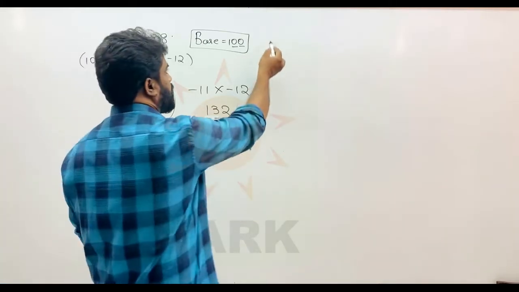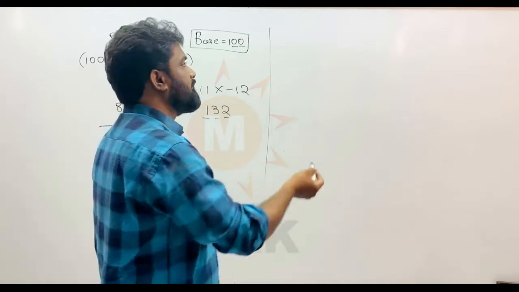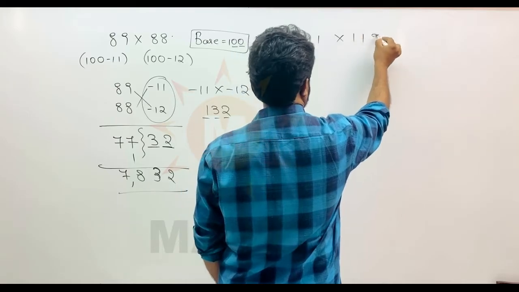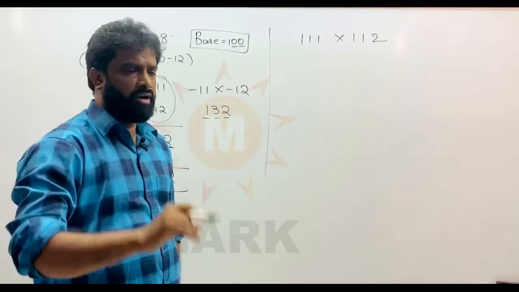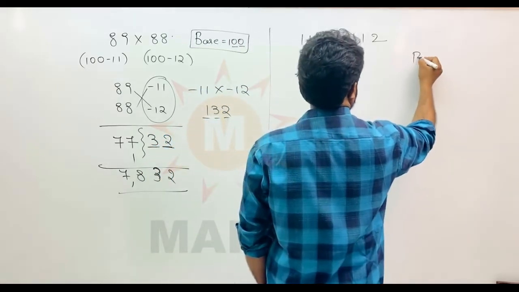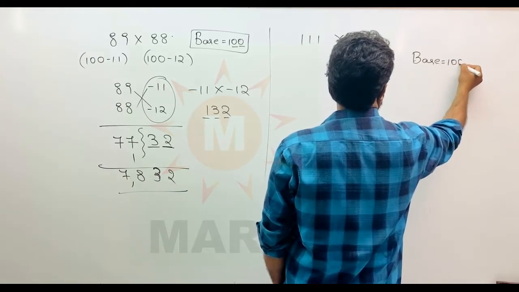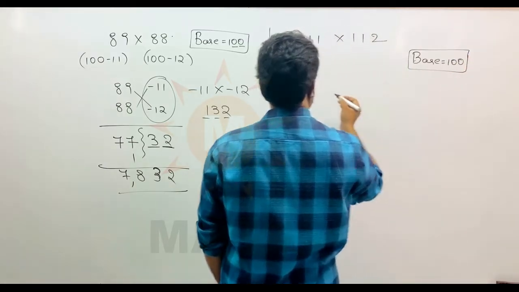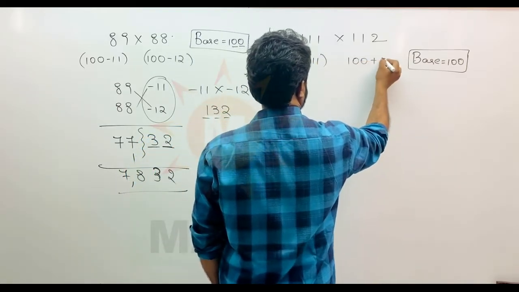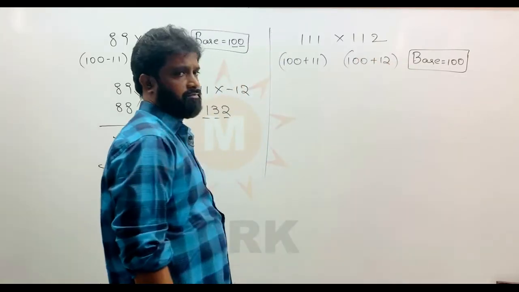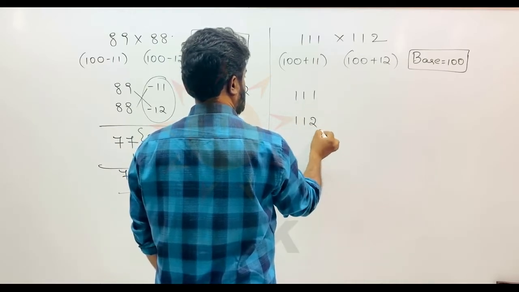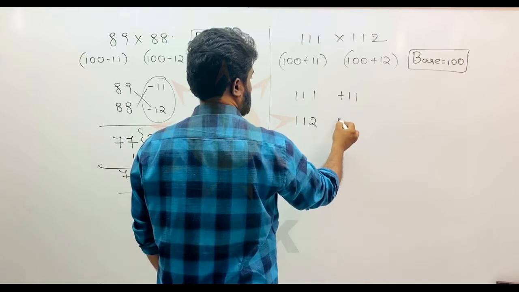Same with the case when both the numbers are higher. In the carry forward case, suppose you see two numbers, 111 into 112. So obviously the base is 100. When you look at here, 100 plus 11, and when you look at here, 100 plus 12. So here if I take plus 11, here if I take plus 12.